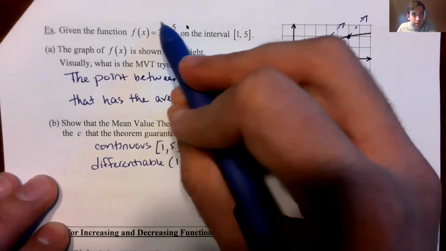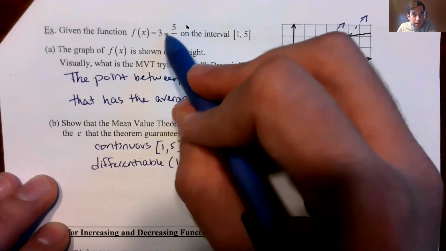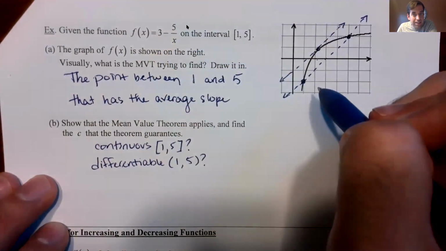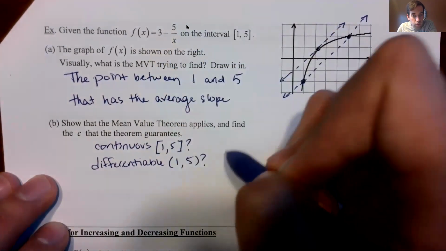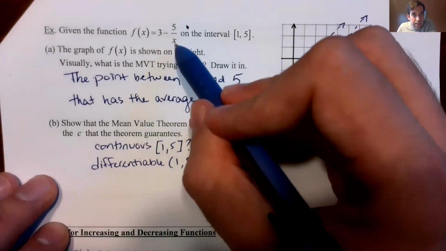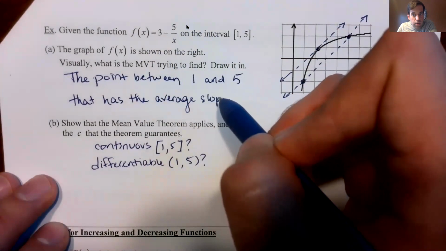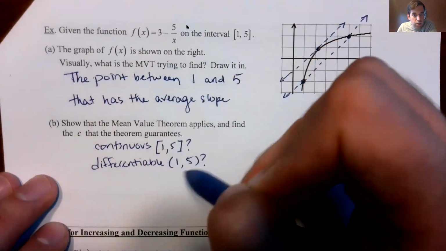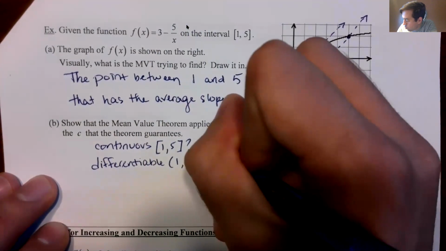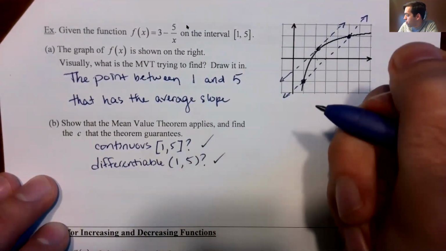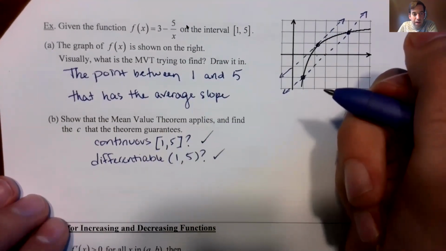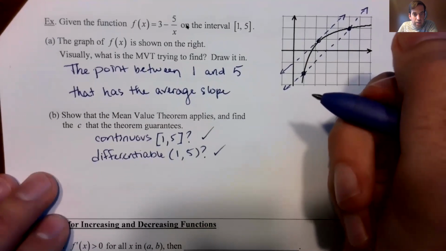If we take a look at this equation, 3 minus 5 over x, that's going to hold true. The only problem is going to be if x is 0, because then we can't divide by 0. So there's going to be an asymptote there. But other than that, we should be continuous and differentiable. There's no reason why that wouldn't work. So we're good. And then we're going to find the c that this theorem guarantees.